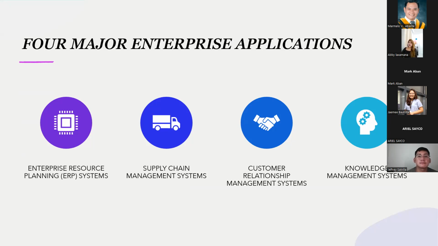Next, we have the supply chain management systems. So firms use supply chain management systems to help manage the relationship with their suppliers. These systems help suppliers, purchasing firms, distributors, and logistic companies share information about the orders, production, inventory levels, and delivery of products and services so they can source, produce, and deliver goods and services efficiently.